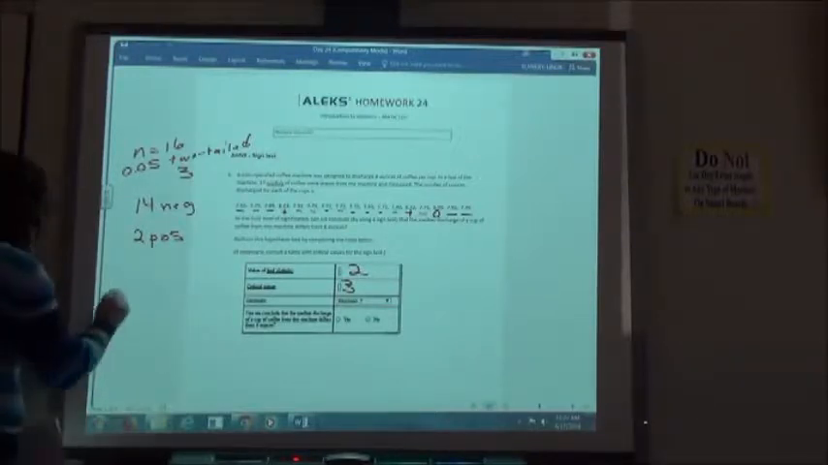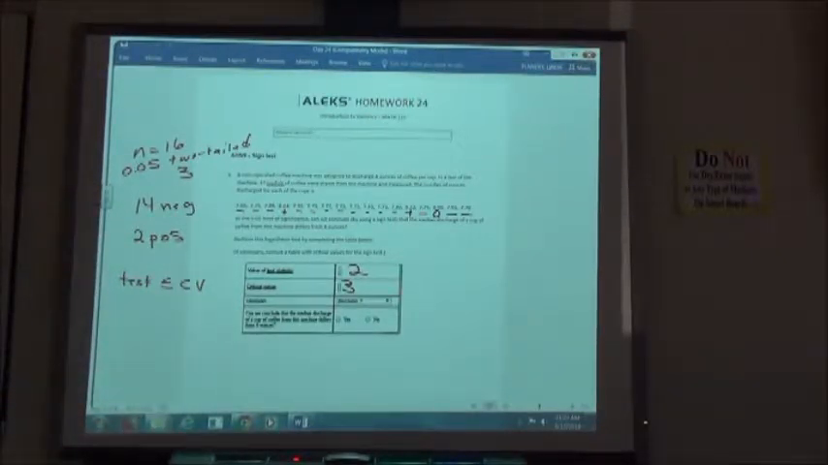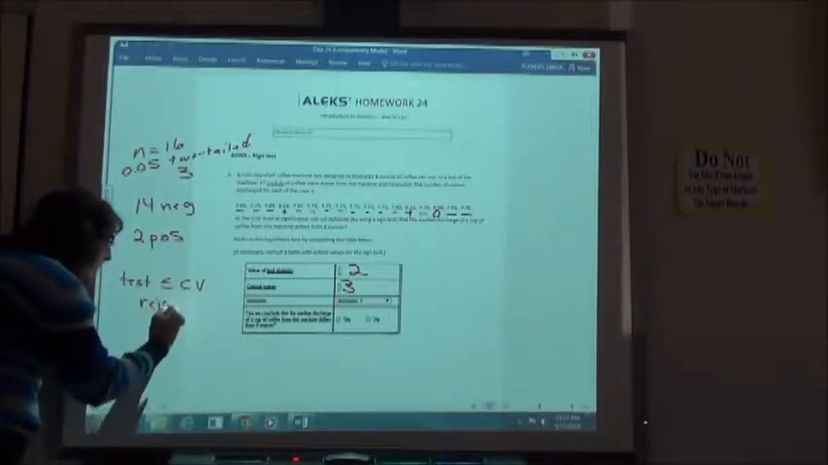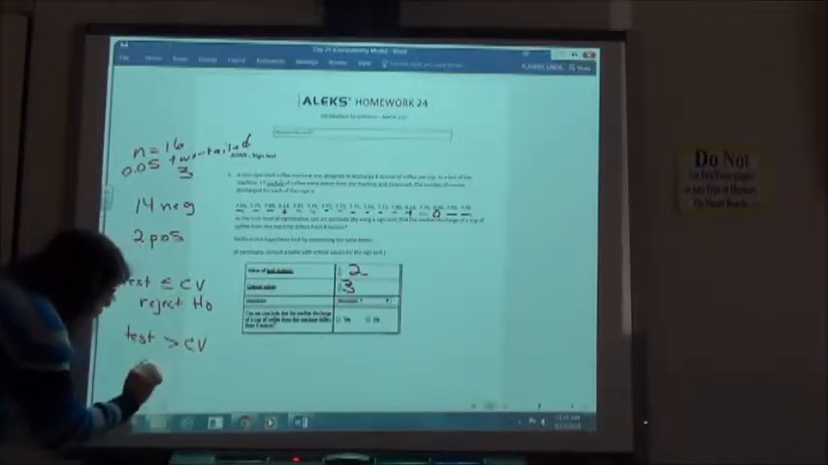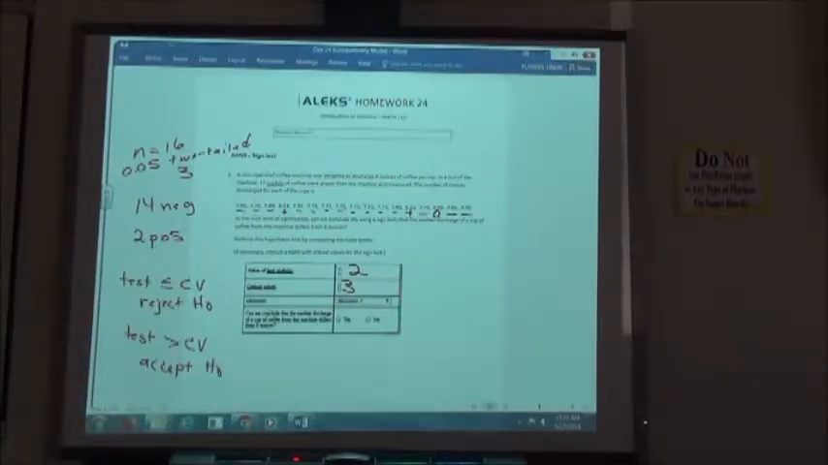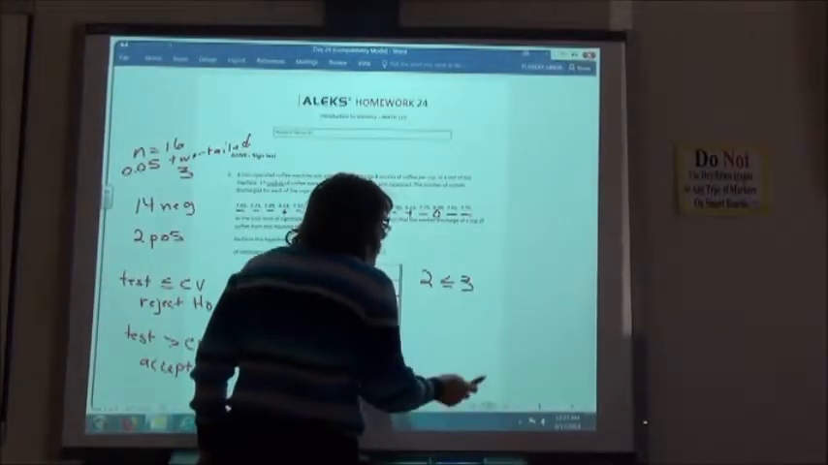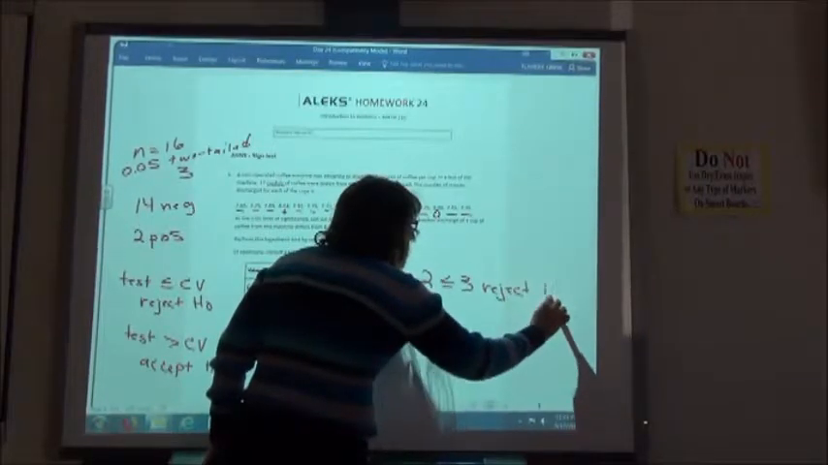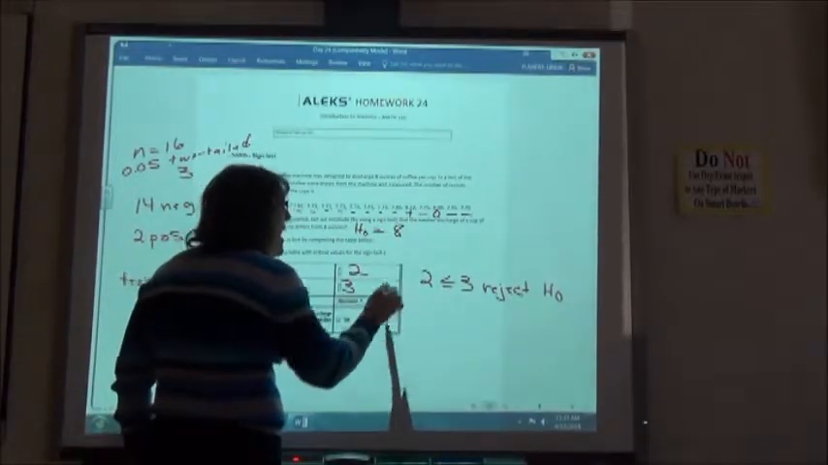So, if the test statistic is less than or equal to the critical value, we are going to reject the null. If the test statistic is greater than our critical value, we are going to accept the null. Remember, we have to include the equal sign when we do less than or equal to. So in this case, comparing my two numbers, 2 is less than or equal to 3, so we are going to reject the null. The null again was that it was exactly equal to 8 ounces.